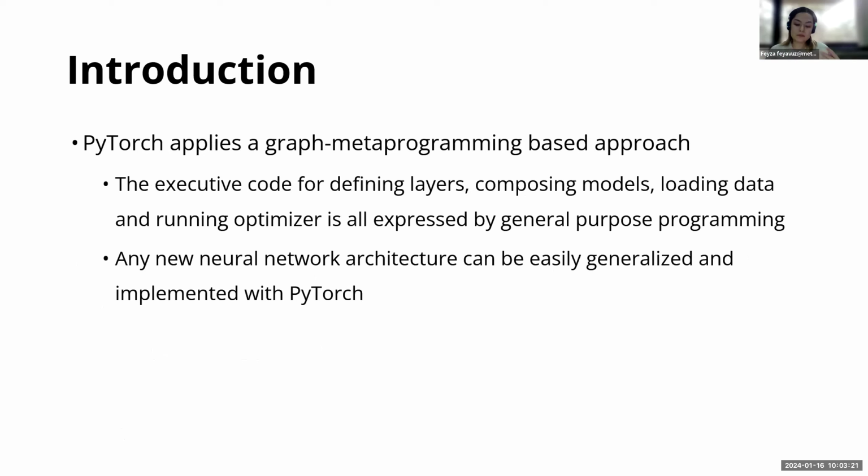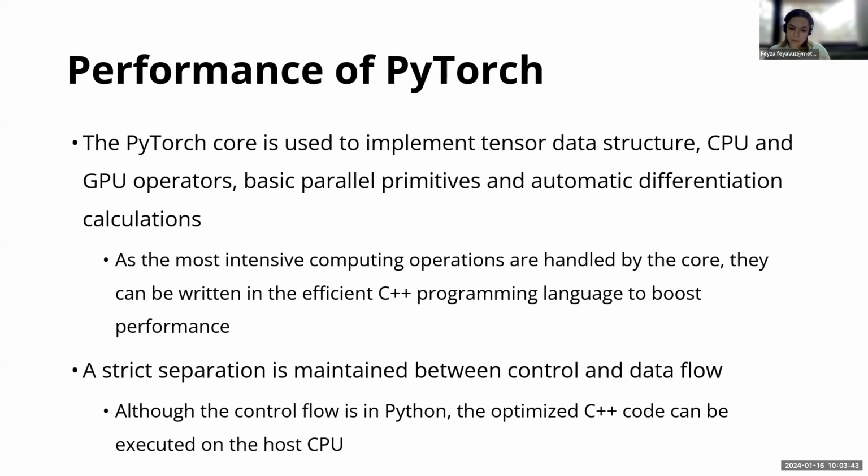If we have to talk about the performance of PyTorch, the main core is to implement a tensor data structure on both CPU and GPU operations, basic parallel primitives, and automatic differentiation calculations. The intensive operations for this computation are actually written in C++, and C++ is a very high performance programming language. So the control flow in PyTorch is in Python, but inside of it can be expressed and optimized in C++ code.